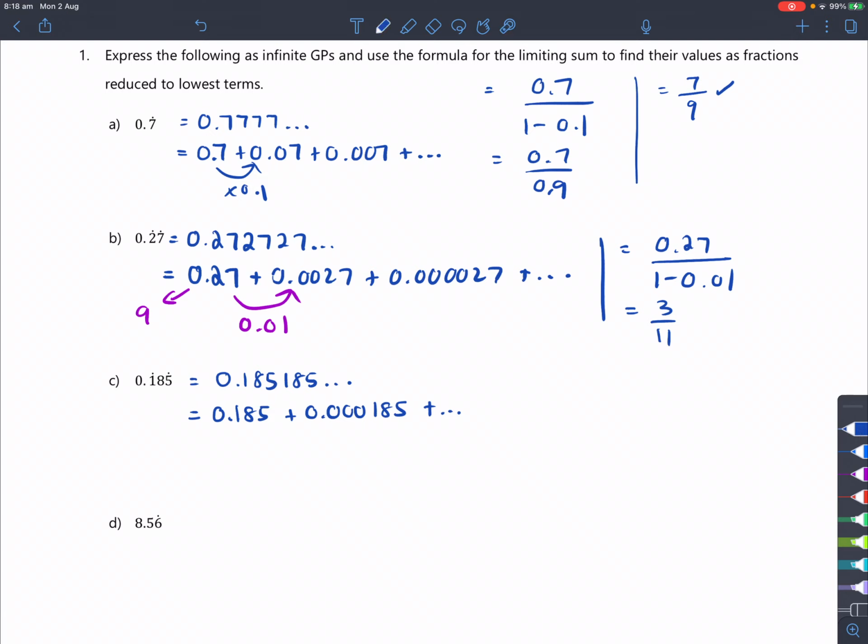Okay, so the ratio is 0.001, which means divide by 1,000 if you read backwards, really. And you know that because there are 3 extra zeros here, between that 0 and that 185. So this is going to equal 0.185 over 1 minus 0.001, and that will get us 5 over 27.